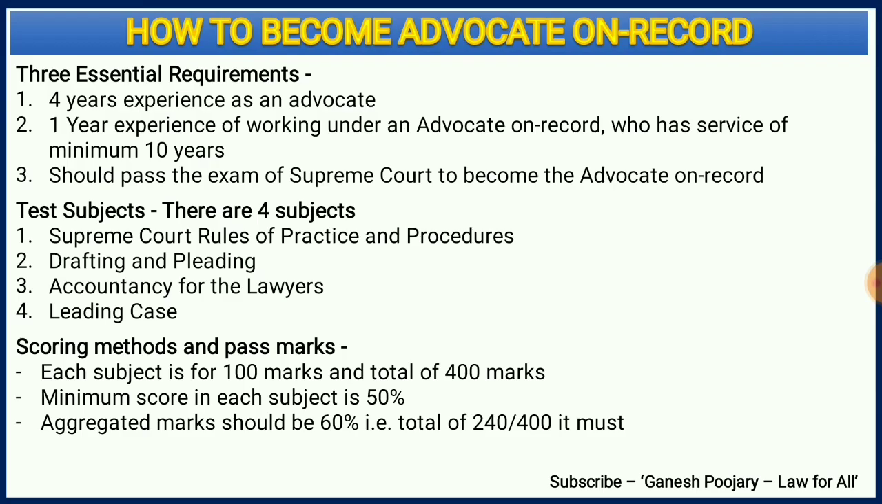The next important question is how to become an advocate on record. It's very easy. You need to satisfy three important essentials. The first one, you need to have 4 years of work experience as an advocate. The second one, you need to work with an advocate on record who has 10 years of experience, and you need to work with him or her for 1 year. That makes a total of 5 years of experience. And after completing both such requirements, you have to take an exam with the Supreme Court.